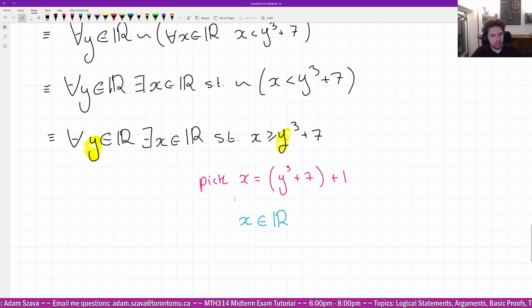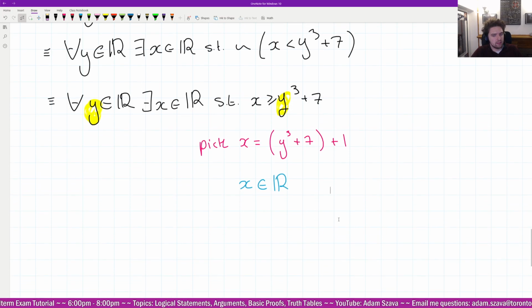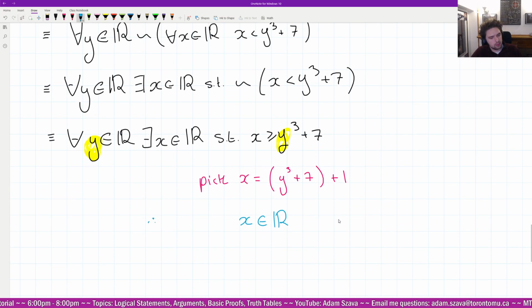So assuming x is a real number, which it is, because if you cube a real number, it's still a real number. If you add 7 to a real number, it's still a real number. If you add 1 to a real number, it's still a real number. So now x is a real number that satisfies this. So we have therefore proven. I don't know how to end it, but there you go.